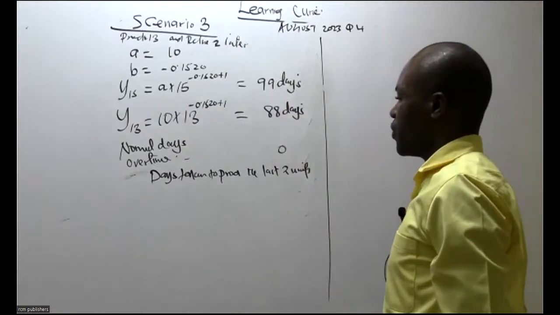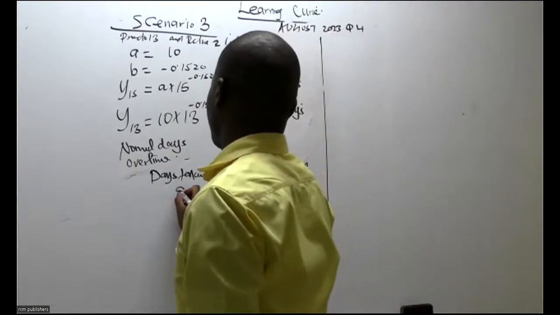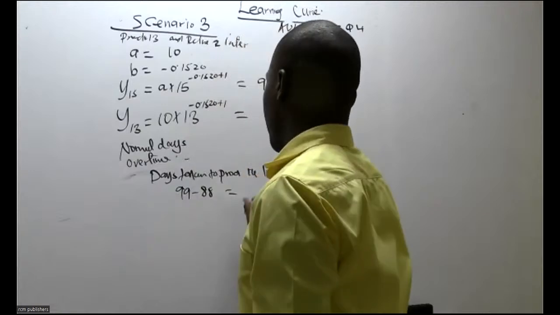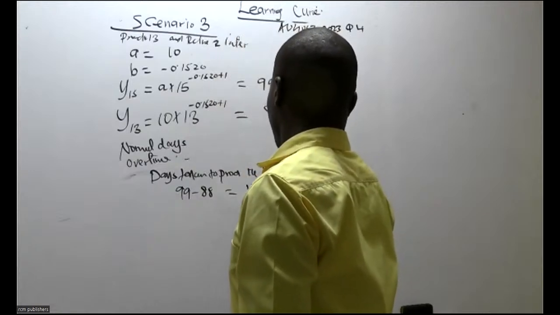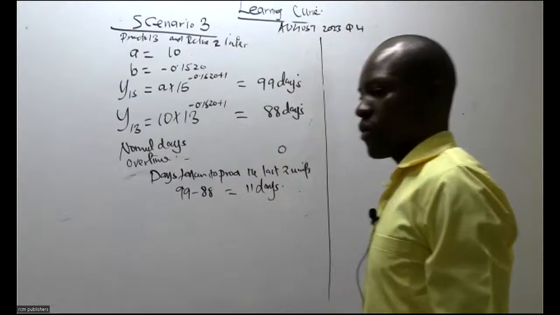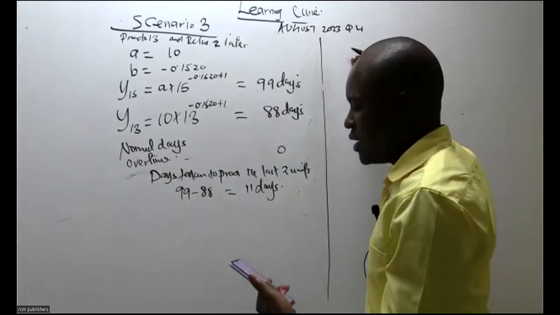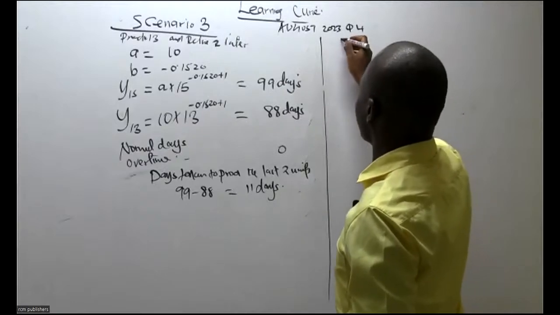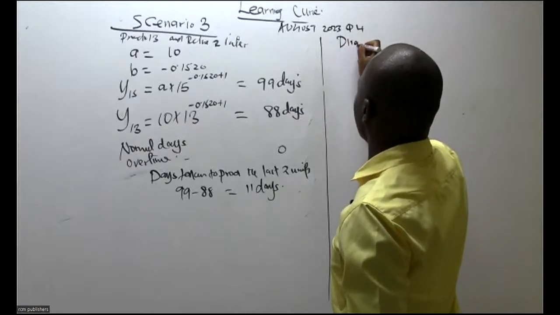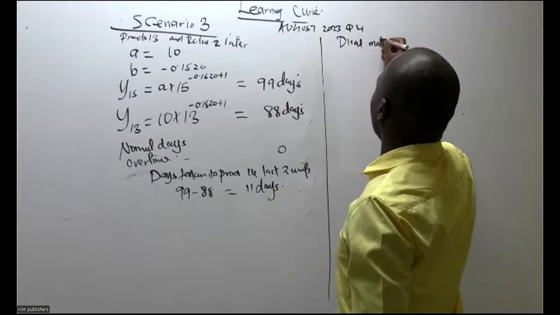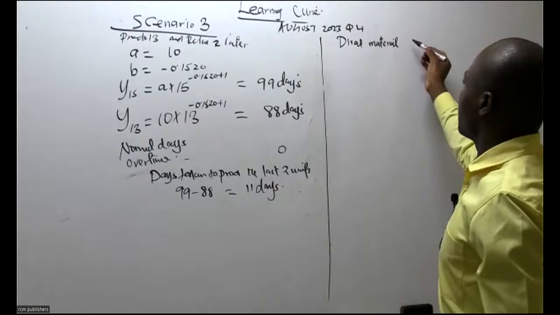So how many days are those? Tutakuwa na ngapi? 11 days. Let's now go to the summary table here. Very interesting. Very simple. Direct material will not change. So just give me the amount for direct material.